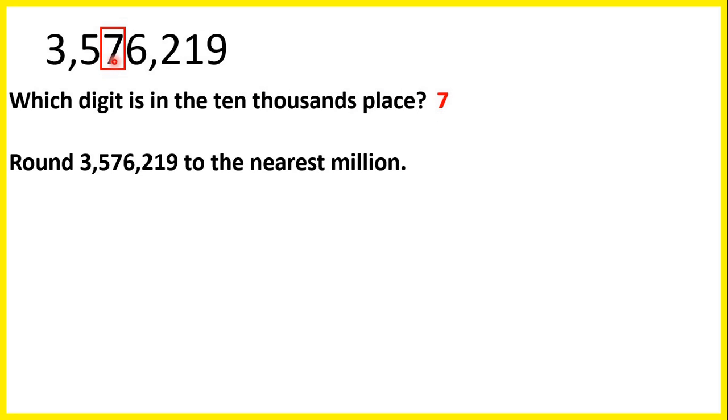And it's important that we write the digit. So write 7, not 70,000. 70,000 is the value of the digit, but the digit itself is just 7.